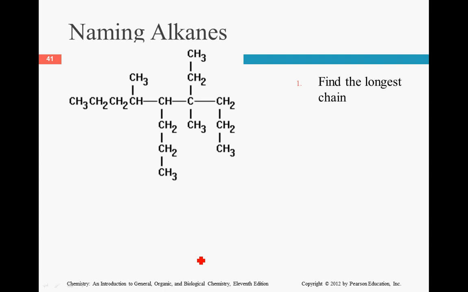Okay, we're finding the longest chain. 1, 2, 3, 4, 5, 6, 7, 8, 9. Notice I kept going down the chain because they're all connected in the same line. So I have 9 on this chain. 1, 2, 3, 4, 5, 6, 7, 8. There's only 8. So far the longest is 9.